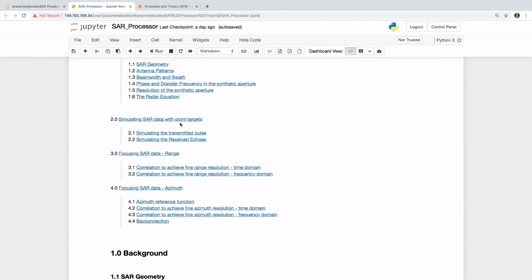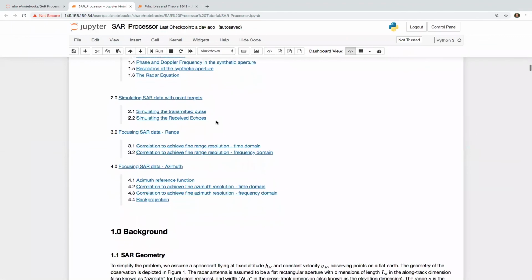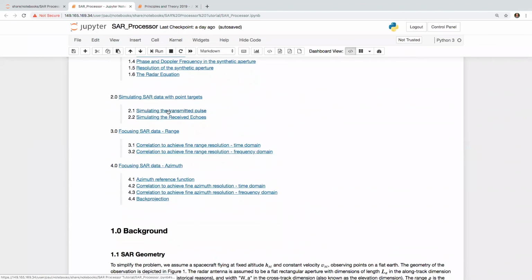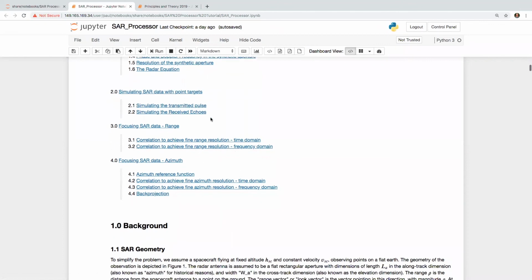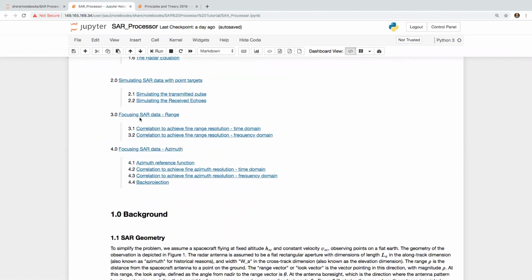So this simulation allows you to construct 3-point targets. If you want more point targets, you can change the code. I just selected 3 to keep it fast. It talks about simulating the transmitted pulse with the coded waveform, so you can play with the coding of the waveform, and then simulating the received echoes. I'll scroll down quickly to show you.